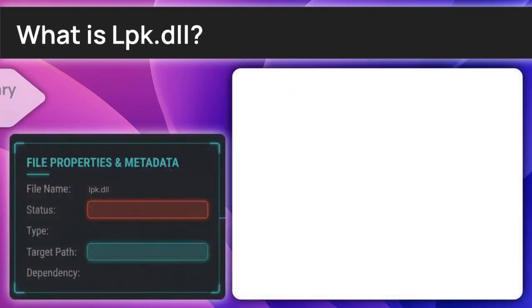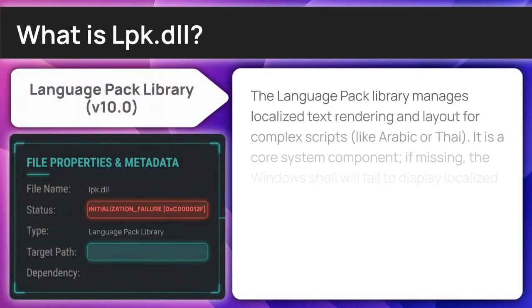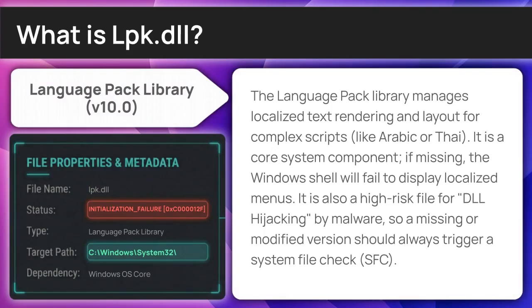This is the Lpk library. The language pack library manages localized text rendering and layout for complex scripts like Arabic or Thai. It is a core system component. If missing, the Windows shell will fail to display localized menus. It is also a high-risk file for DLL hijacking by malware, so a missing or modified version should always trigger a system file check, SFC.